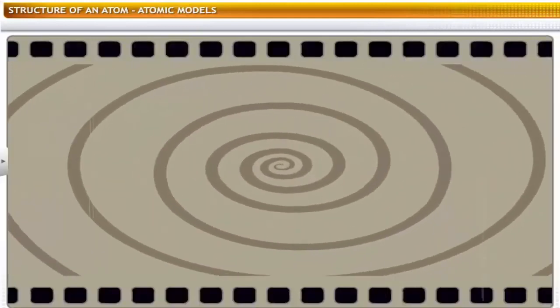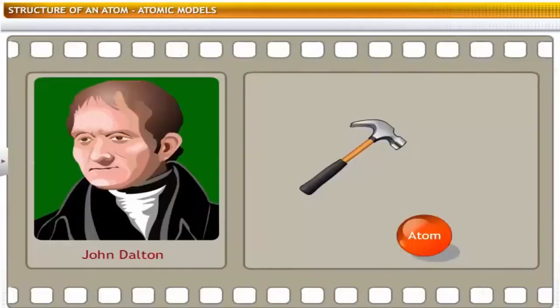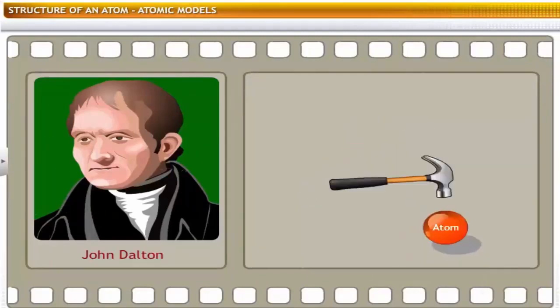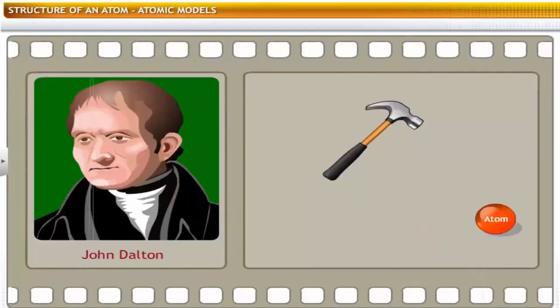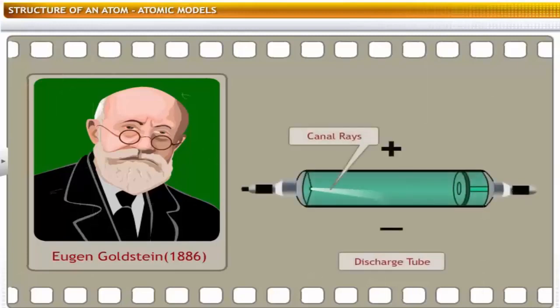To answer these questions, let's go back in time. Dalton's atomic theory stated that an atom was indivisible and indestructible. However, in 1886, Goldstein came upon positively charged radiations in a gas discharge, which he termed canal rays. These radiations led to the discovery of the proton. The mass of a proton was about 2,000 times that of an electron, and it carried a positive charge.